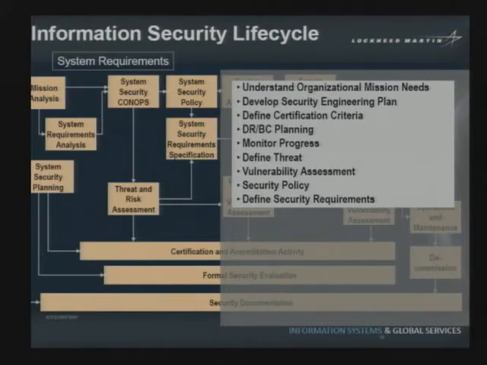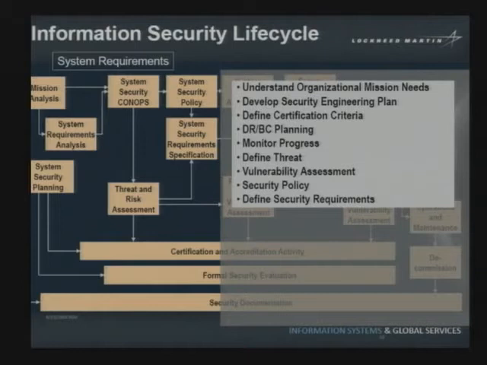So I'm going to go through this system engineering life cycle and break it down into the phases that we saw in the earlier one. We're going to look at the systems requirement phase first. The goal here is to understand the organizational or mission needs. As a security engineer, software engineer, or systems engineer, you're going to be working with your customer to determine what their security requirements are in the system.